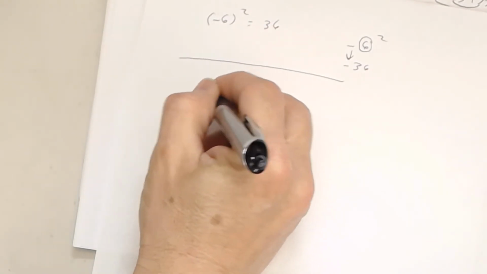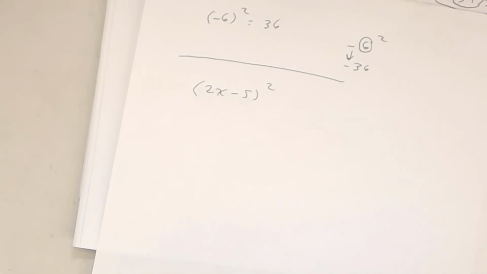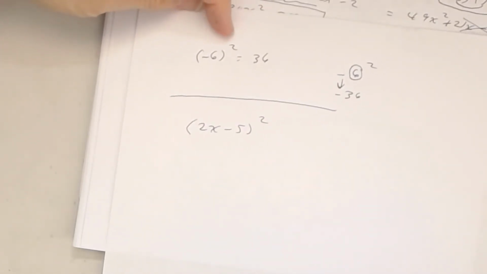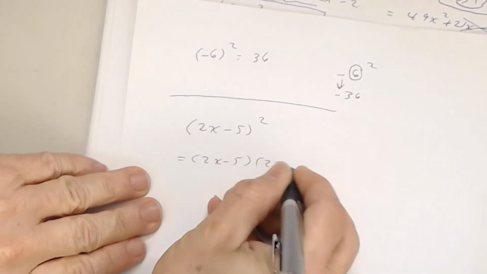What if you had 2x minus 5 squared? As I say, perform the indicated operations. So 2x minus 5 squared. What's being squared? 2x minus 5. That binomial is being squared. What does that mean? It means 2x minus 5 times itself. That was the reason why we referred back to this a while ago. So that means 2x minus 5 times itself.